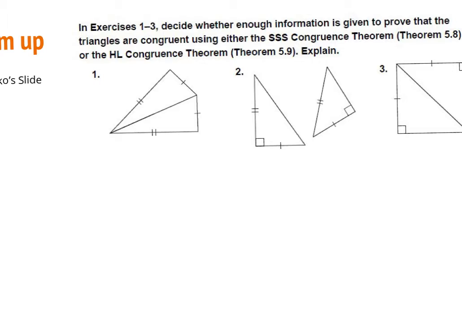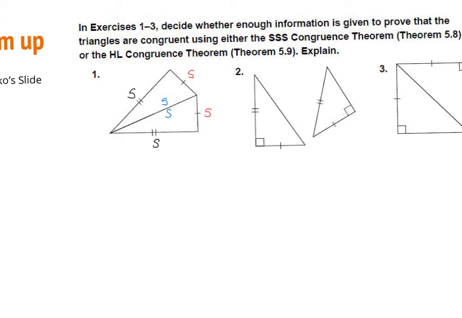Side, side, side. So we've got this side corresponds to this side, right? This side corresponds to this side. How do we know that the third sides are equal? Because they both share it. Very good. Aren't they the same side? Okay. When a side is shared by both triangles, you can automatically assume it's also congruent.